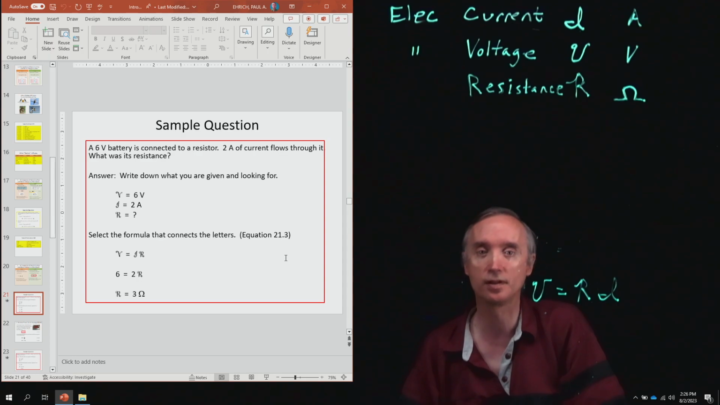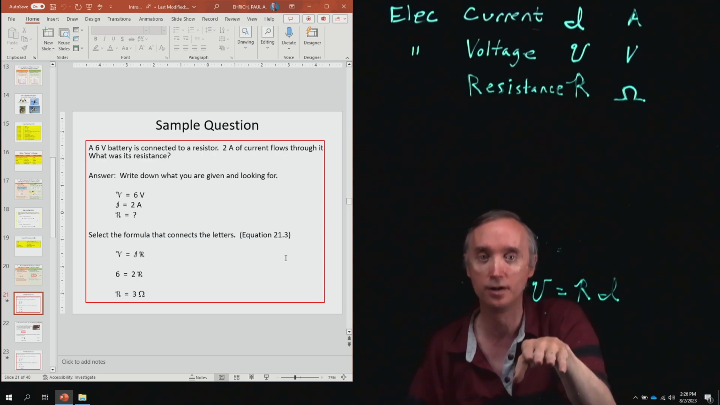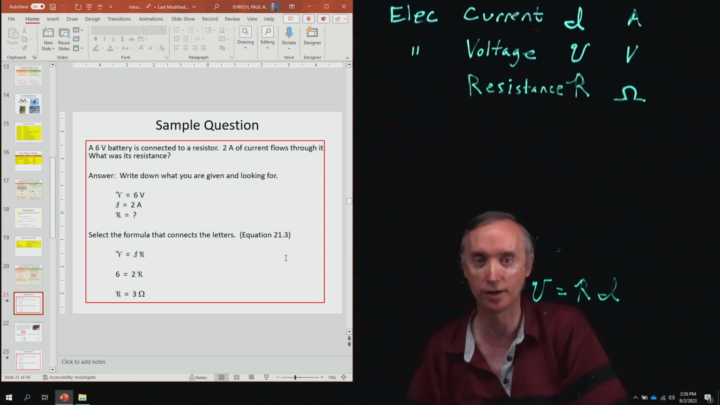So we're going to select the formula that connects the letters. And so I'm writing V equals IR because that's the standard way of writing Ohm's law. And then plug in your numbers and then do algebra on it, and you end up with a resistance of 3. And then don't forget to put the unit on the end of it. So put the ohm on the end of it.